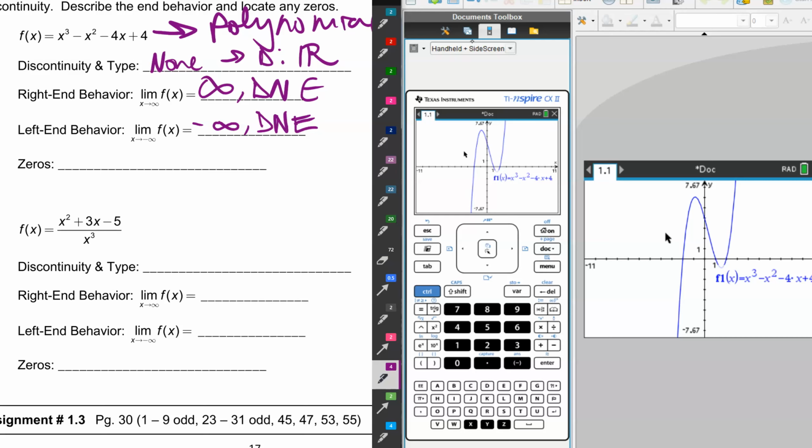X to the fourth, fifth, sixth, seventh, eighth. So odd powers face different ways, and even powers go the same way. What if I had negative x squared? They both go down. This is the power rule, and we're going to go over it later. But this is how I know for sure that this doesn't go down and then way over here come back up. This is how we know for sure this is the end behavior, because this is an x to the third function.